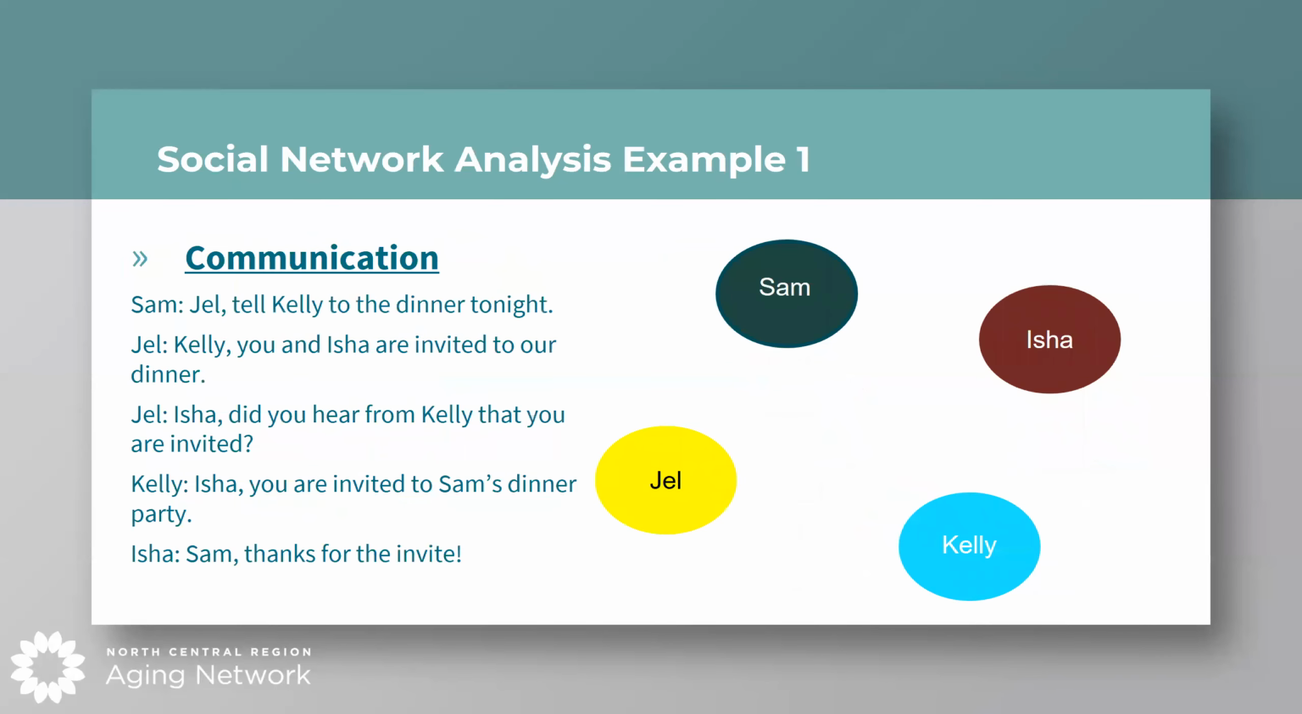I'm just going to show you a very brief, very short example of social network analysis. Simple communication between individuals can be drawn as follows. So Sam started a conversation with Jill, telling her to come to dinner tonight, and then Jill turned to Kelly to invite them for the dinner. So Kelly, you and Isha are invited to our dinner. Kelly confirms with Isha to see if she heard, and Kelly lets Isha know that she's invited to the dinner party, and Isha thanks Sam for inviting her.